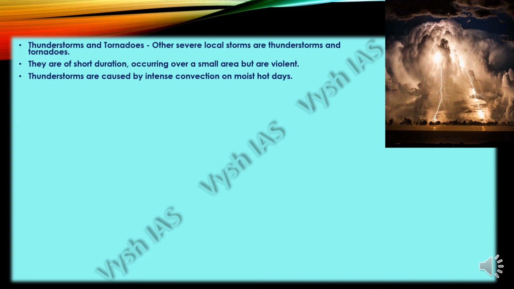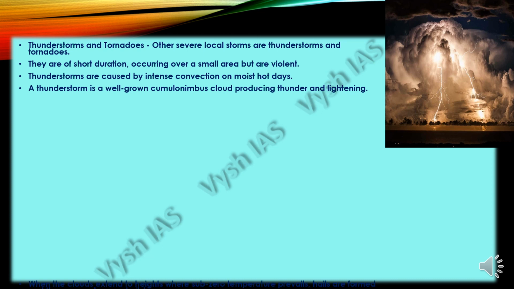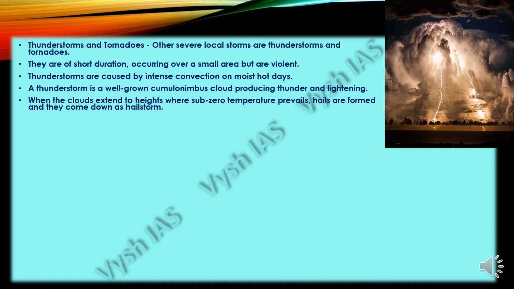Thunderstorms are caused by intense convection on moist hot days, and a thunderstorm is a well-grown cumulonimbus cloud producing thunder and lightning. As you can see in the picture, when the clouds extend to heights where there is sub-zero temperature, hails will be formed. Hails are formed and they come down as hailstorm.